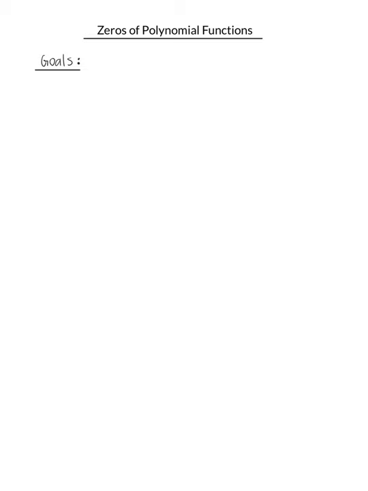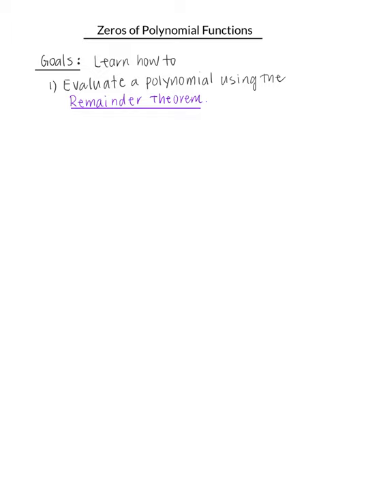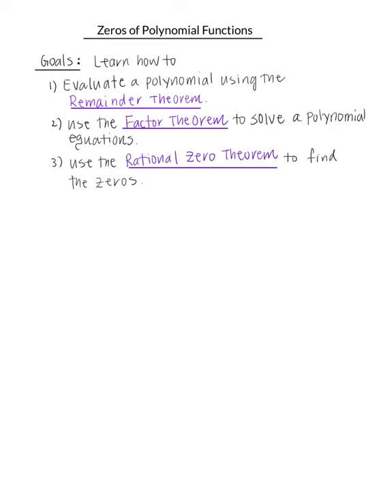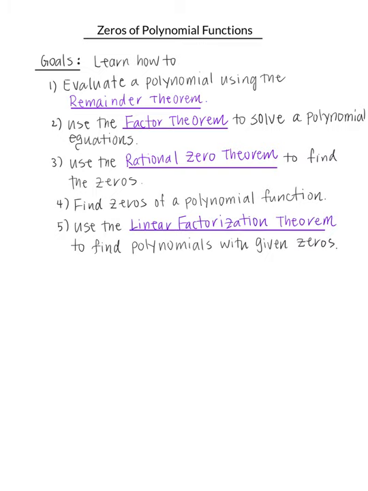We're going to be learning a lot of objectives in this section, so as goals, let me just write down everything that we're going to learn. The first thing is this: we're going to learn how to evaluate a polynomial using this thing called the Remainder Theorem. Number two, using the Factor Theorem to solve polynomial equations. Number three, use the Rational Zero Theorem to find the zeros. Number four, find the zeros of a polynomial function. Number five, use the Linear Factorization Theorem to find the polynomials with given zeros. Number six, use Descartes' rule of signs.